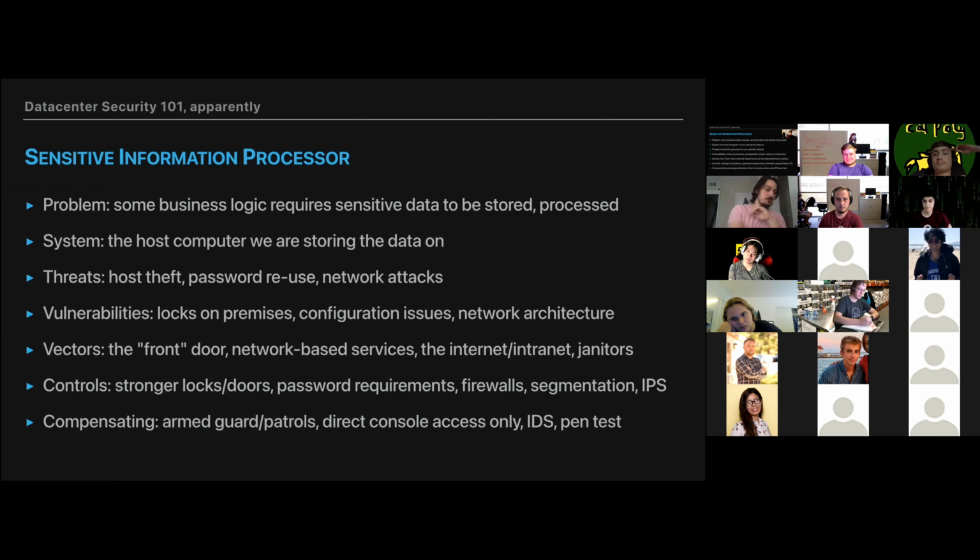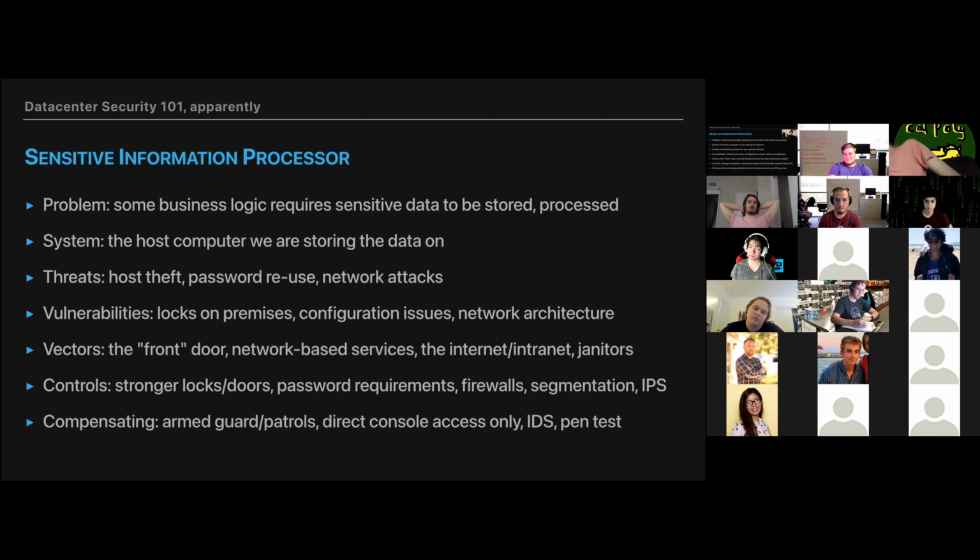And lastly, the cleaning staff, right? Because someone's going to clean your data center. They probably have a great amount of access to literally everything. That's something you might not consider, but keep in mind that threat vectors come in all shapes and sizes.